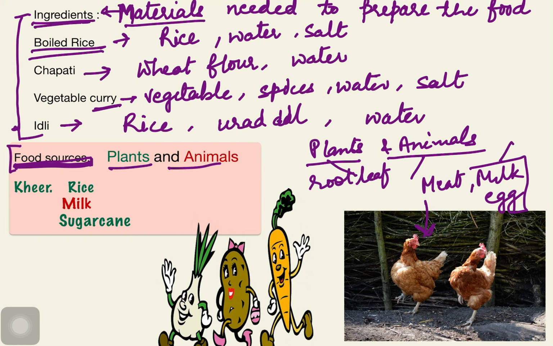So plants and animals. Let's discuss one food item which is made of both plant and animal products. In making kheer or payasam we need rice, which is a plant product, we need milk, which is an animal product, and sugarcane again is a plant product. So food sources, the materials from where we get food, are called food sources. There are two food sources, plants and animals.